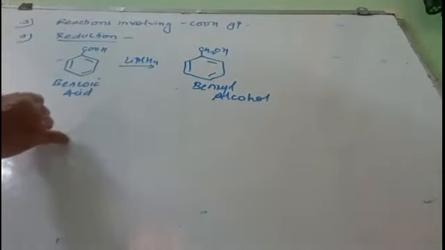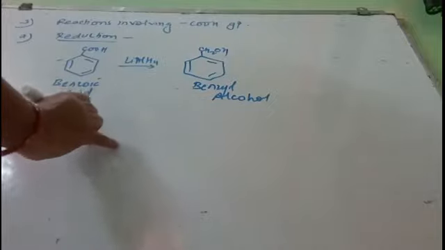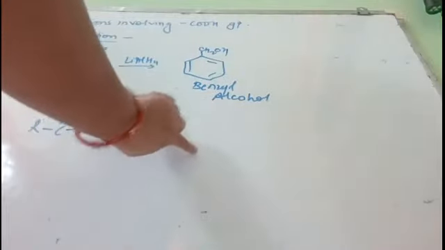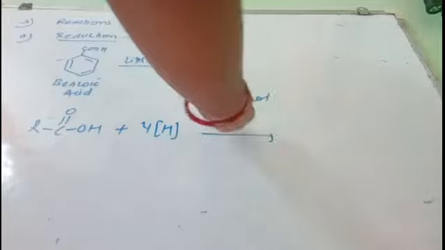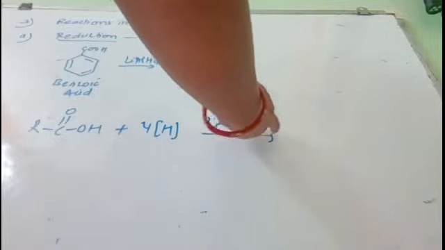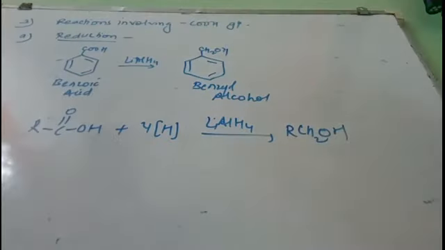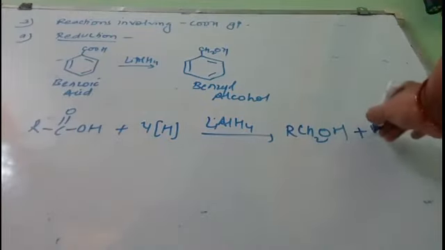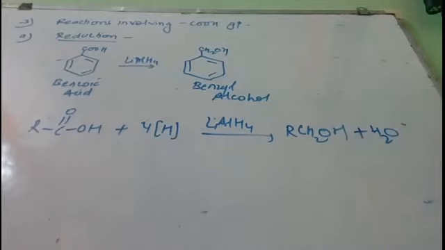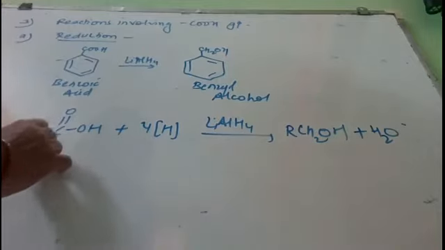Let us write the general reaction. So, when carboxylic acids are reduced using lithium aluminium hydride, you will get here primary alcohol, and water will be released. Got it? Now the next reaction, which involves the carboxylic group, that is decarboxylation reaction.